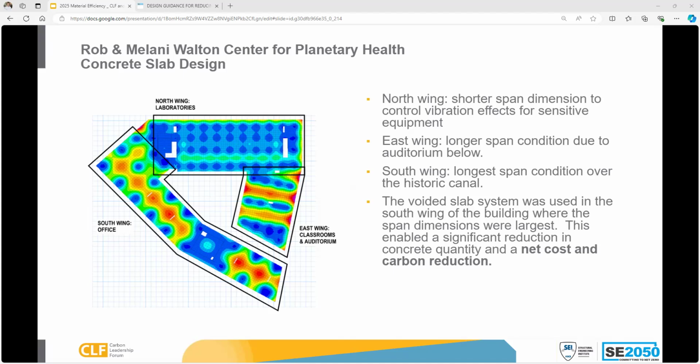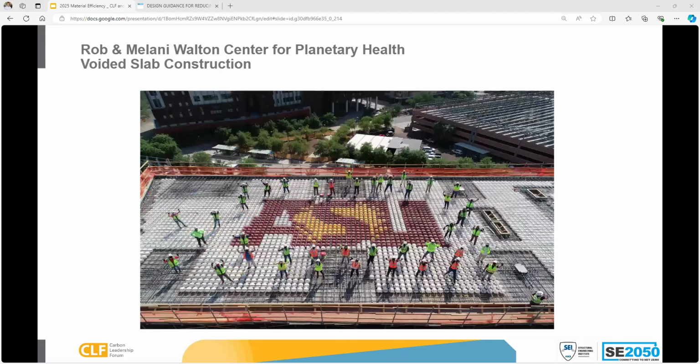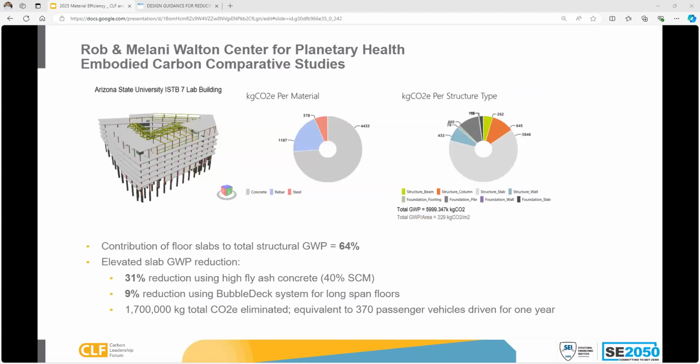Ultimately, it was used in the south wing where the span condition was longest. And working with the contractor on that, we were able to present a cost and embodied carbon reduction by using the voided slab in the longest span wing of the building, which is where the building bridges over this historic canal. Also, when you do this and really get buy-in from your contractor and your owner, you can generate some excitement around this. So using the first voided slab in Arizona, they really went to town and branded it, and the owner really got behind it.